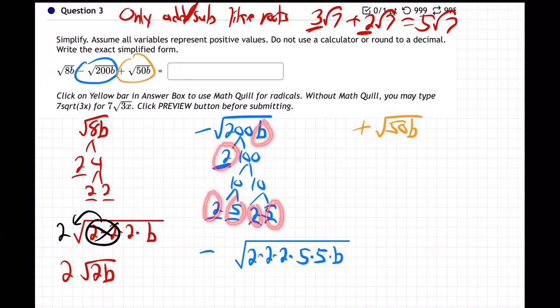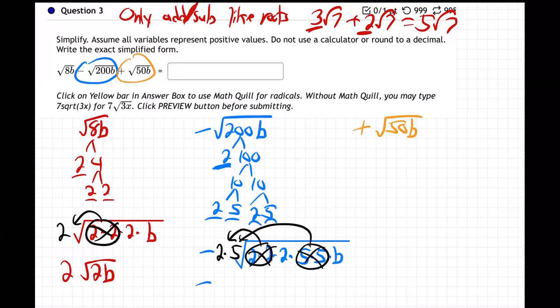All right, and you know what happens here now? We do 2 for 1. 2 2's in, sends 1 2 out, they're gone. 2 5's in, sends 1 5 out, they're gone. 2 times 5 is 10. So this is negative 10 root 2b.